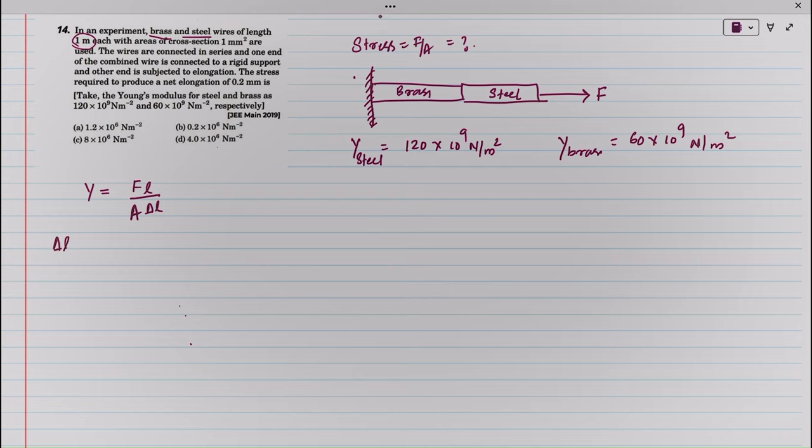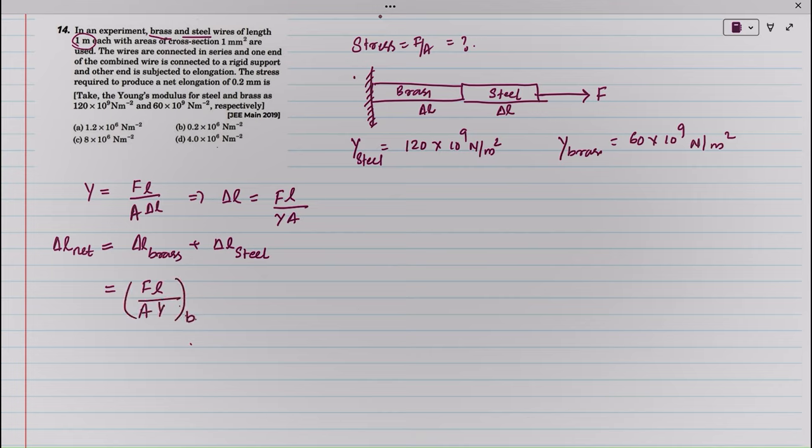On applying the force, there is a net length L, and there is an extension ΔL. So, ΔL net is given as ΔL brass plus ΔL steel. We have the equation ΔL is equal to FL by YA. Substituting this, we have FL by A Y of brass plus FL by A Y of steel.